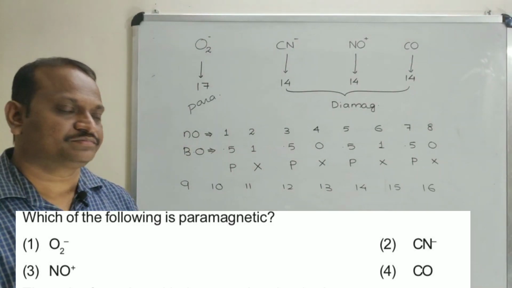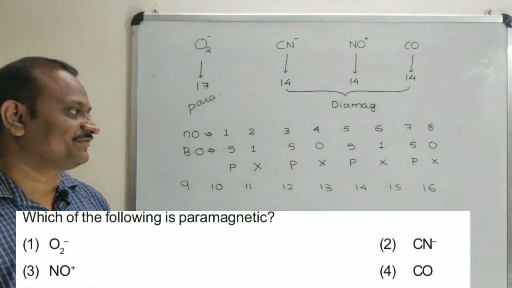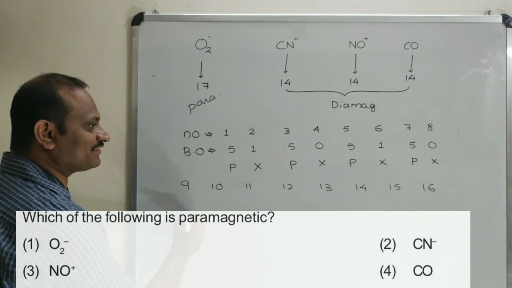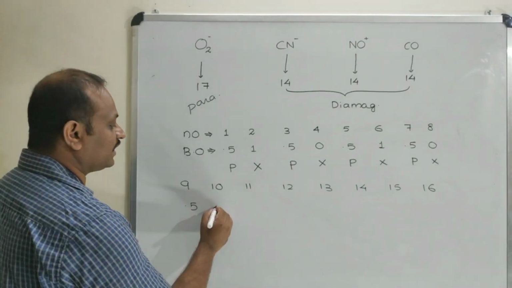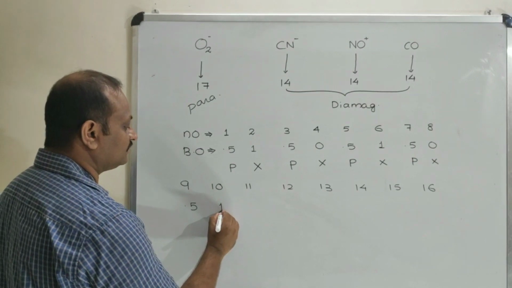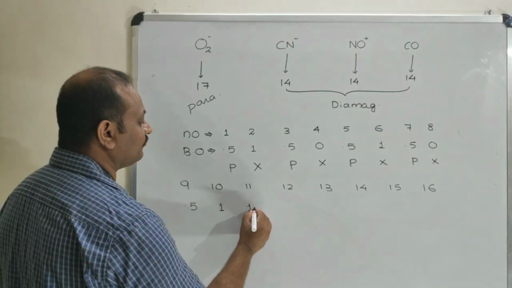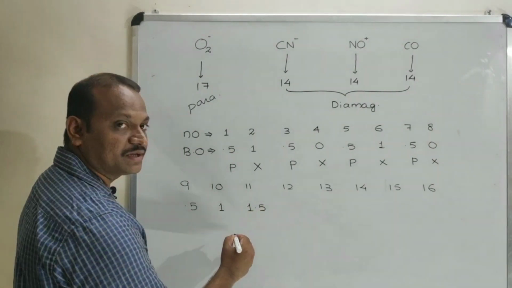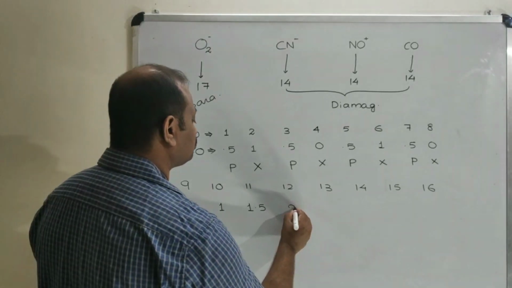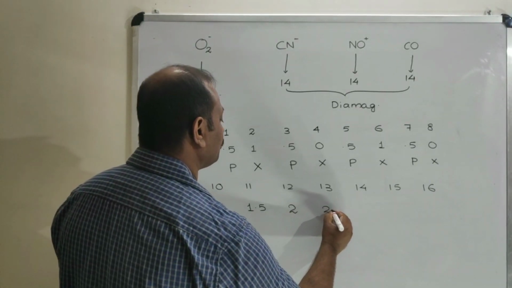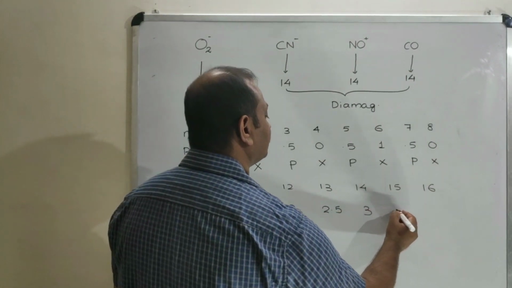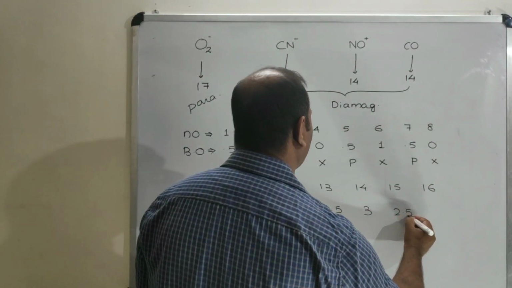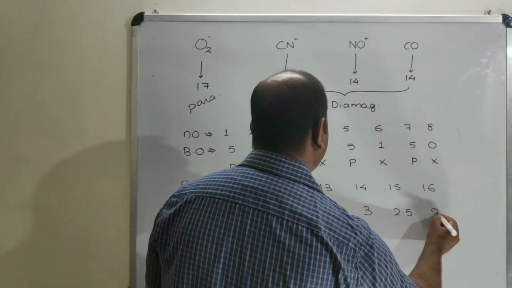Let's see to that. Let's find out first of all bond order. What's the bond order in this case? 0.5. Next you get 1. Next you get 1.5. Next you get 2. Next 2.5. Next 3. Then you will get again 2.5. Next again 2.